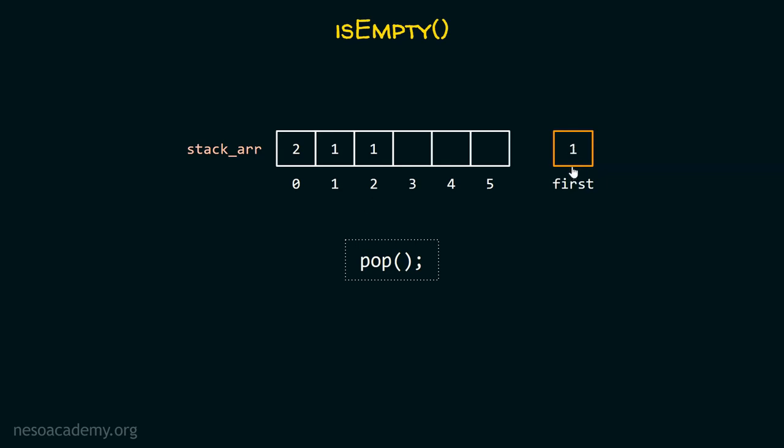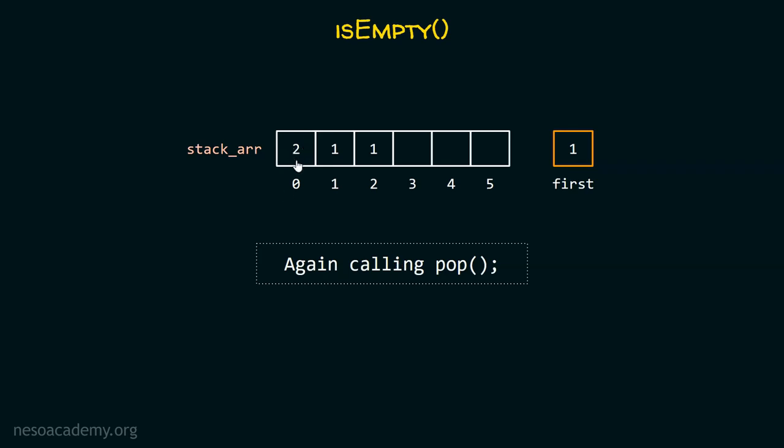Now this is an important step. You can see the status of this first variable. Currently this variable is holding value 1, which means that the first inserted element is now at index 1. Previously it was at index 2. Now it is at index 1. Fine. Now let's call the pop function once again because we have to delete this element now.